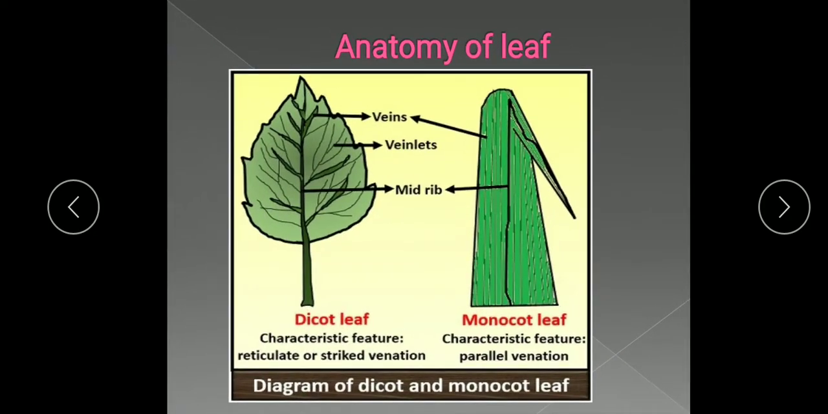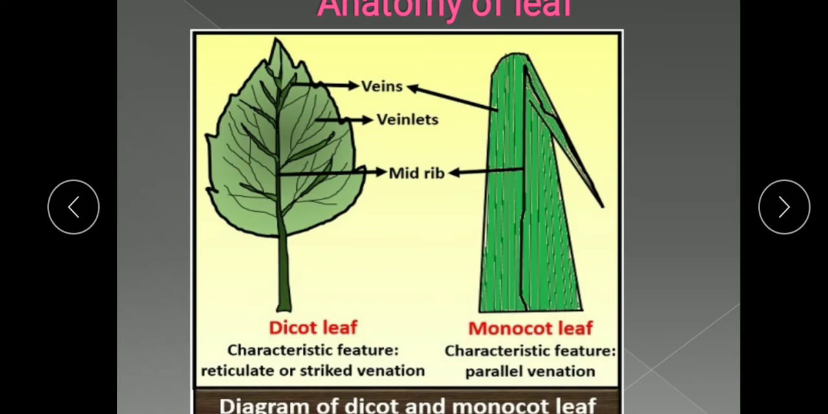Next we will study the anatomy of leaf. You know that two types of plants are there, monocot and dicot plants. They have different types of leaves also, and we can recognize a plant just by seeing its leaf or its external structure, and we can say that the particular plant is monocot or dicot. How? With the help of venation, which we can observe easily.